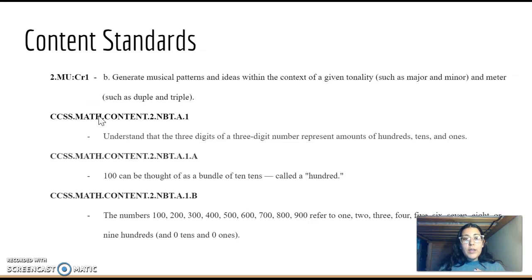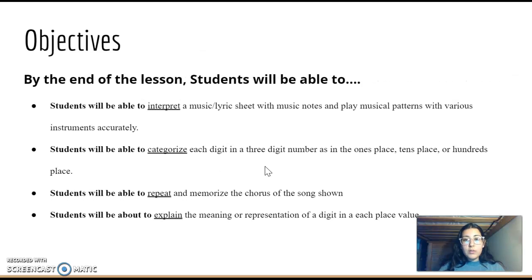There are 3 math contents. One is to understand that the 3 digits of a 3-digit number represent amounts of hundreds, tens, and ones. The second standard is 100 can be thought of as a bundle of 10 tens called 100. And the numbers 100 through 900 refer to 1, 2, 3, 4, 5, 6, 7, 8, 9 hundreds, and there will be 0 tens and 0 ones.